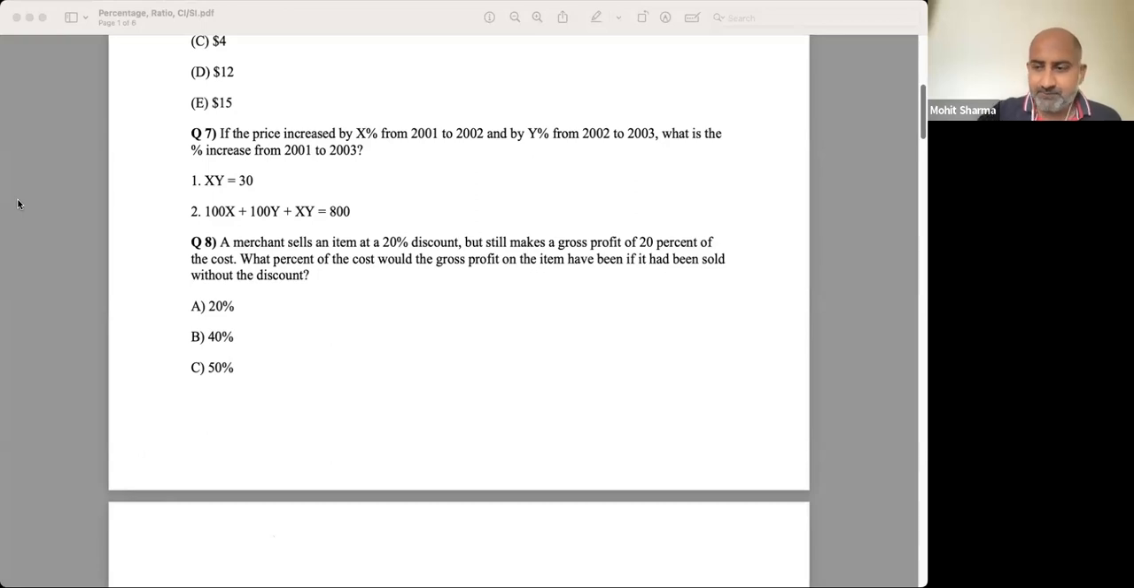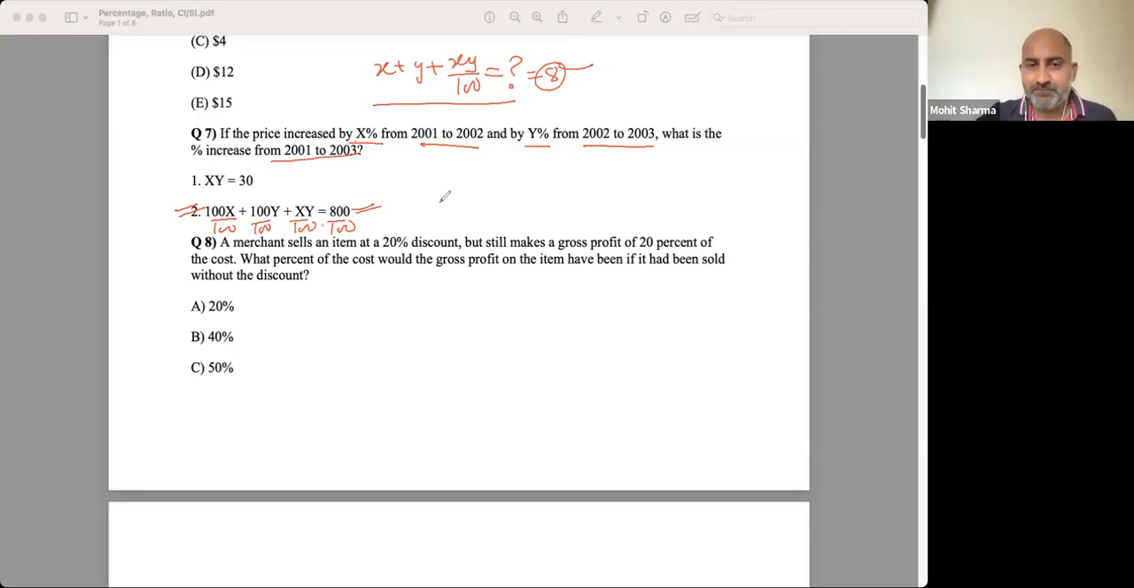If the price increased by X% from 1 to 2 and Y% from 2 to 3, what is the percentage increase? So X plus Y plus XY upon 100. This is what we're looking at. Clearly, first one tells me it is 8%. Divide everything by 100. This is what you get, that this is equal to 8. So that clearly tells me this is 8%. No doubt about that, right?